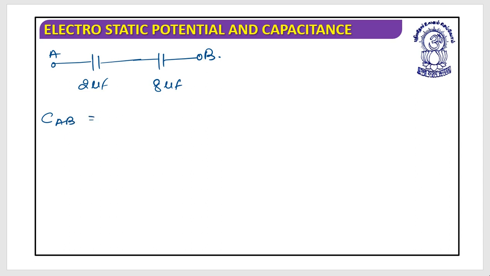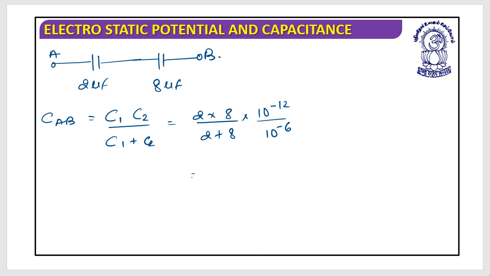These two are connected in series, and when these two are connected in series, you can simply write it as C1 C2 divided by C1 plus C2. It's 2 multiplied by 8 divided by 2 plus 8. It's in microfarad, so this is 10 to the power minus 12 divided by 10 to the power minus 6. So now you understood that this is 16 by 10 multiplied by 10 to the power minus 6. This is 1.6 microfarad. I hope these things are clear to you.